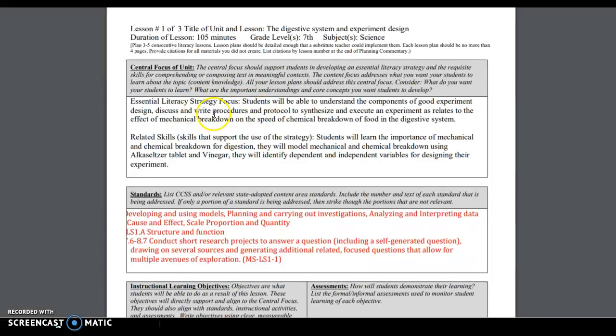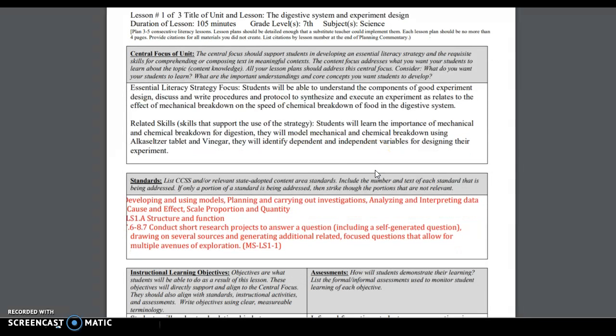And then to be able to do this, they need to be able to do these related skills, which is learning the importance of mechanical and chemical breakdown for digestion, and then model mechanical and chemical breakdown using Alka-Seltzer tablet and vinegar. They will identify dependent and independent variables designing their experiment, and so by doing this experiment, they're able to understand this concept.